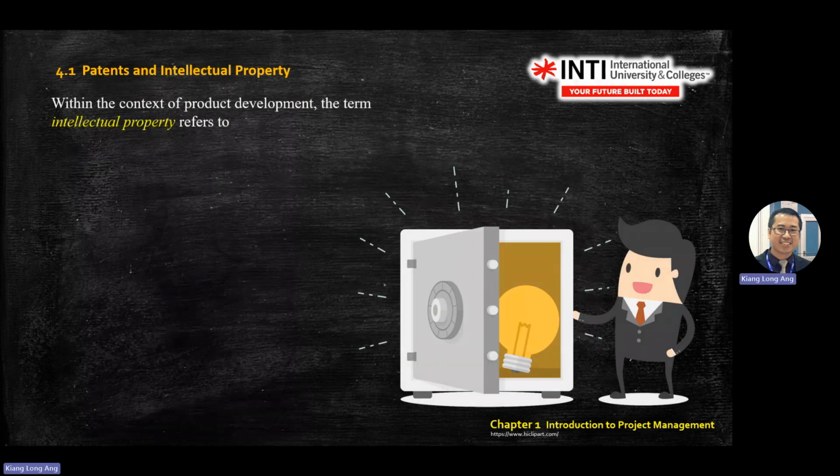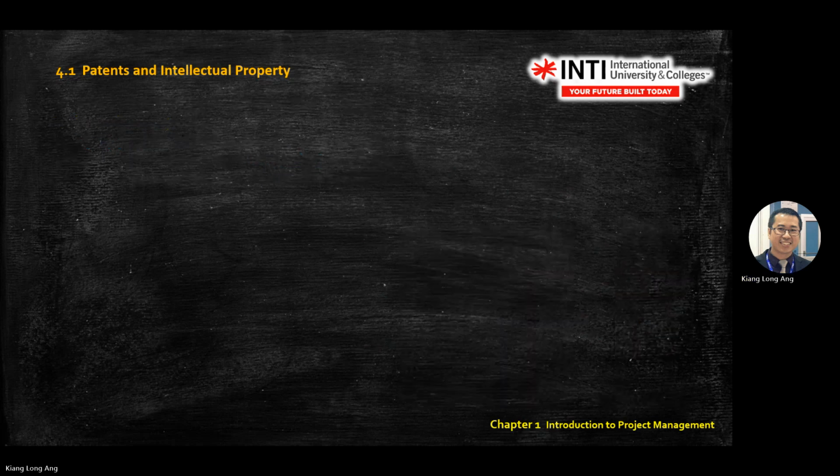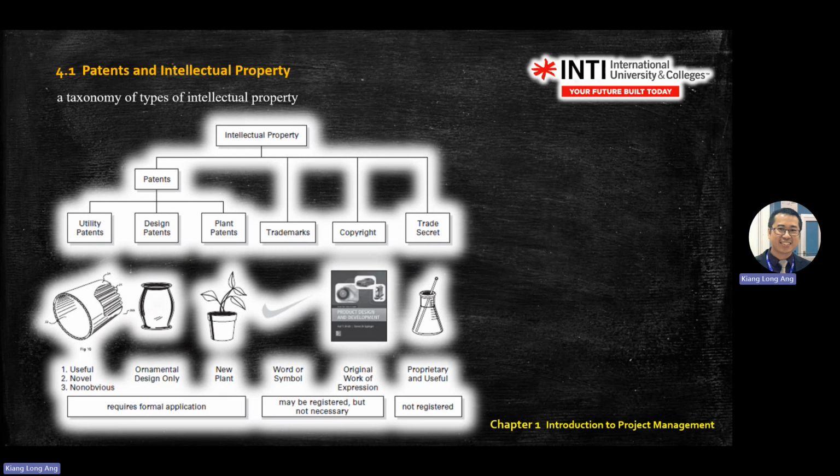So this chapter is more on the patent and properties. The rest you read now. IP is what I want. IP normally is for new products, something that is new in the market. Okay, the rest you read now.